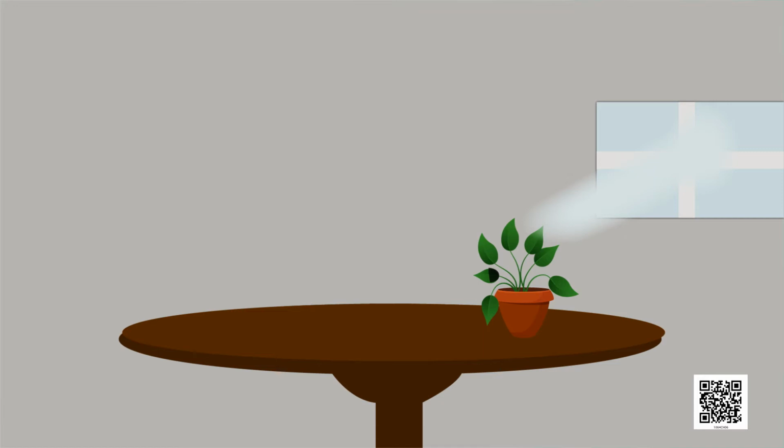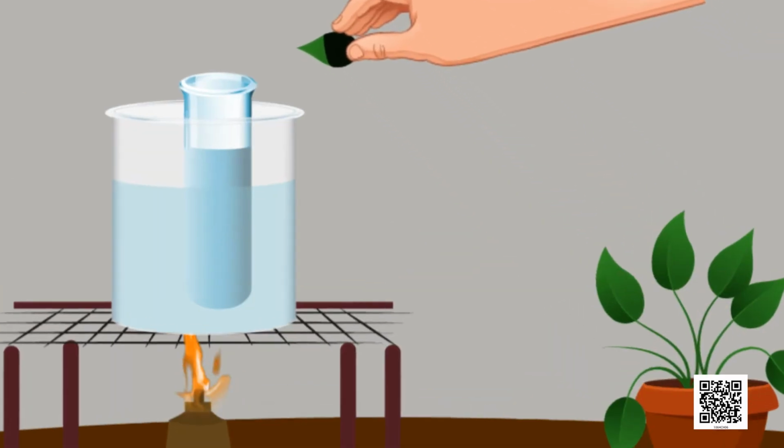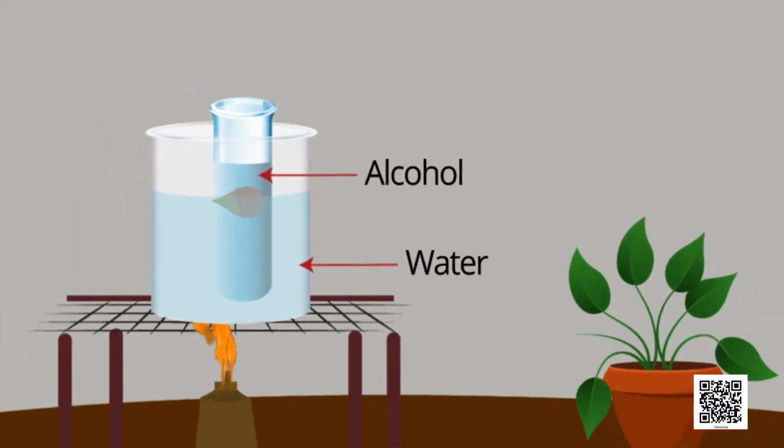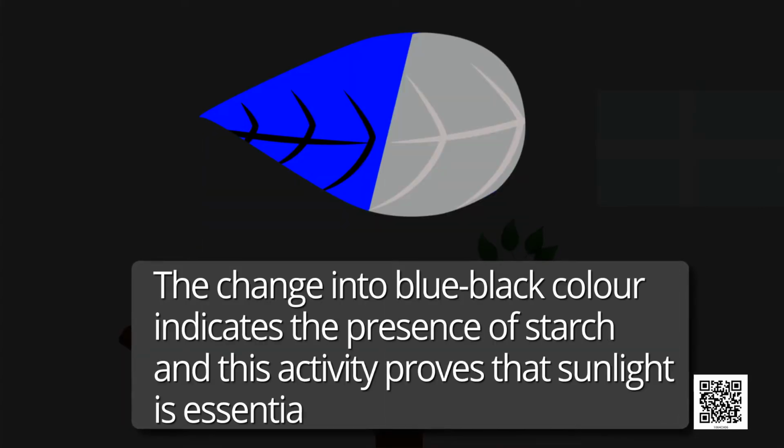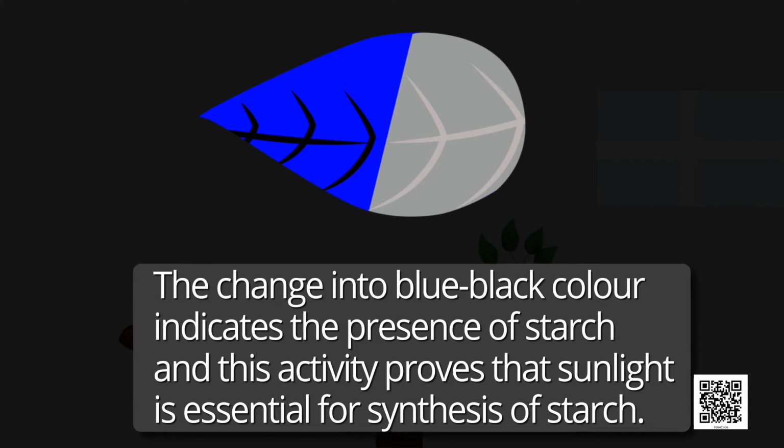Now take the leaf with black strip and boil it in alcohol till the leaf loses its green color. Now put a few drops of iodine solution on this leaf and observe. You will see that the part of the leaf which was covered with black strip does not show any color change, whereas the uncovered part changes to blue-black. The change into blue-black color indicates the presence of starch, and this activity proves that sunlight is essential for synthesis of starch.